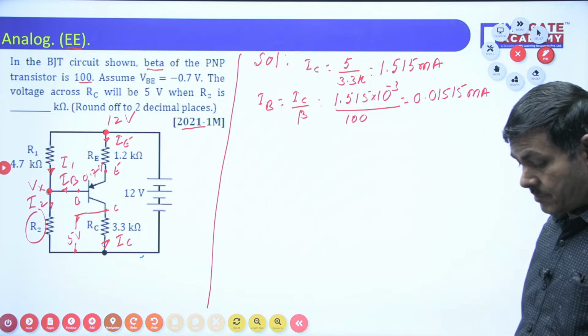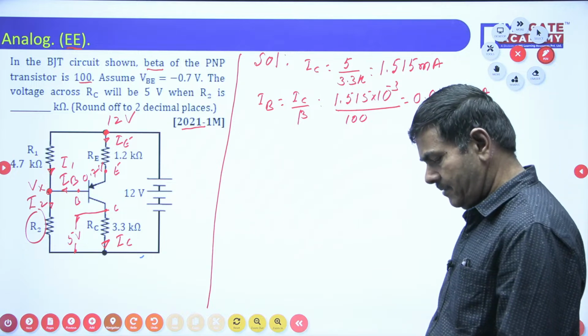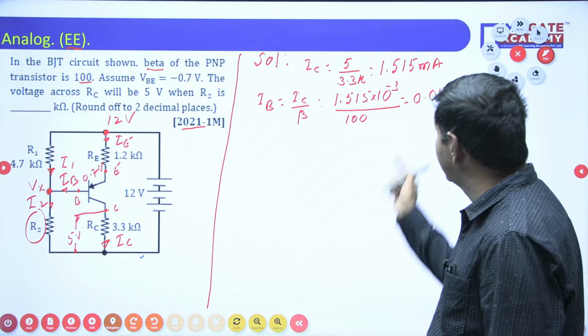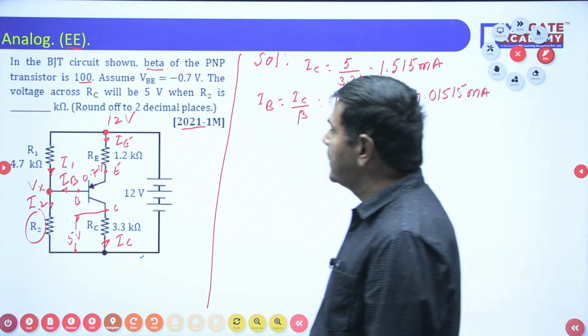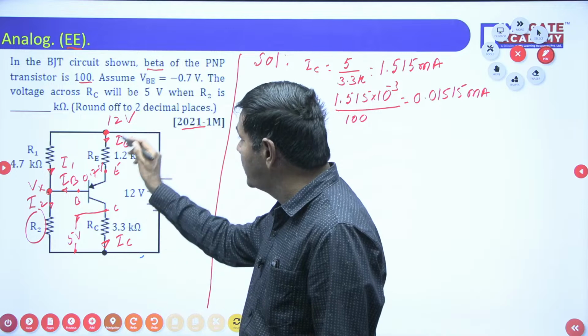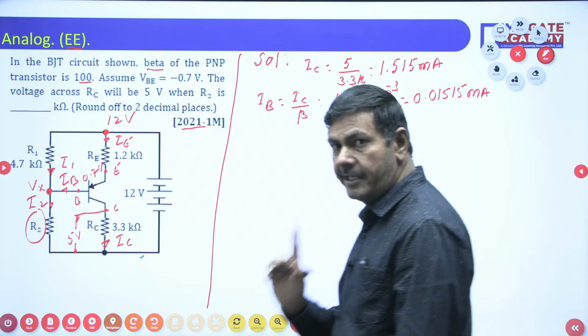Milli means it comes to 1.530. Yes, that much IB is possible now. That is the base current. But why are we calculating this IB and IC? To measure IE. That is our main aim.